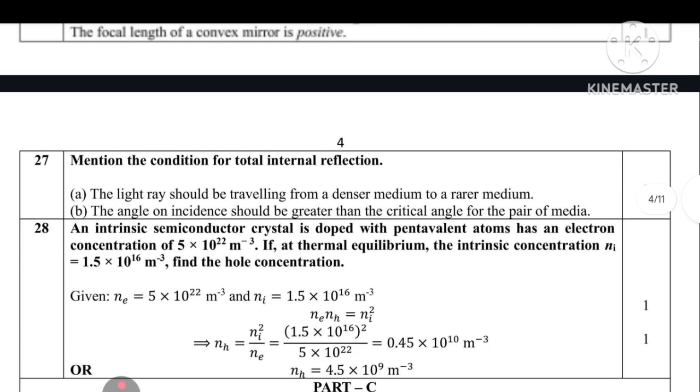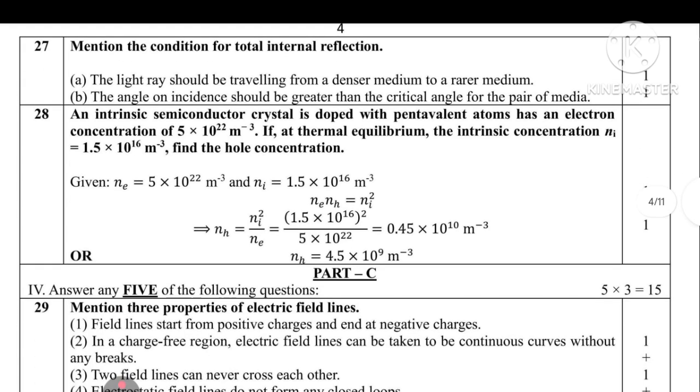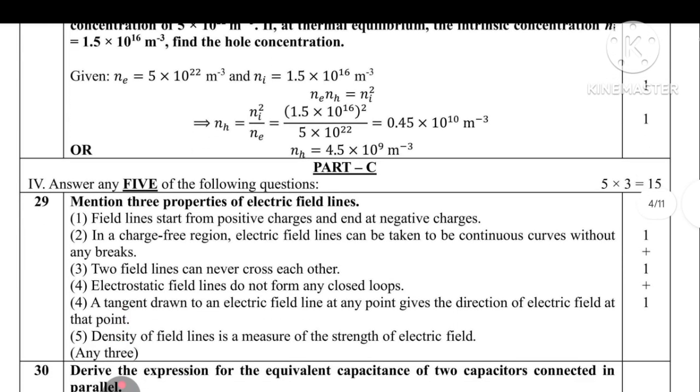Coming to question number 27, mention the condition for total internal reflection. 1 mark for each point A and B. Coming to the numerical, as they have given again 1 mark distribution for writing the given data and the formula, and solving consists of again 1 mark, and the final answer consists of total 2 marks, and the marks distribution is like half marks for each step that you solve.